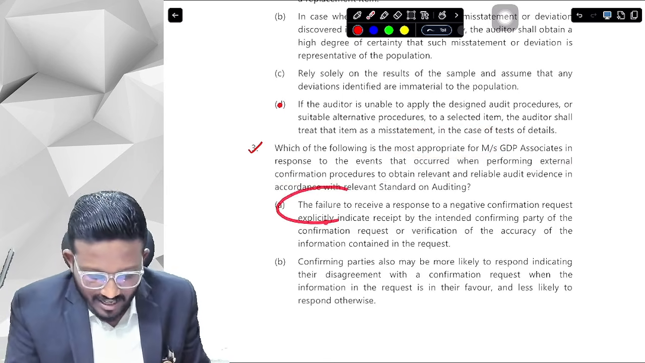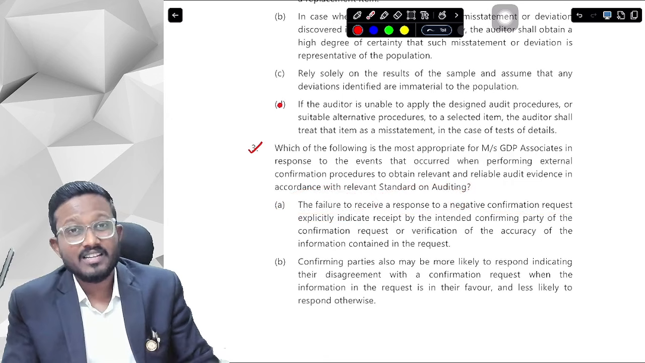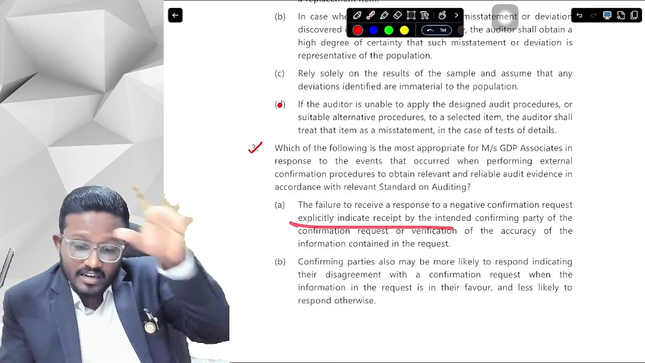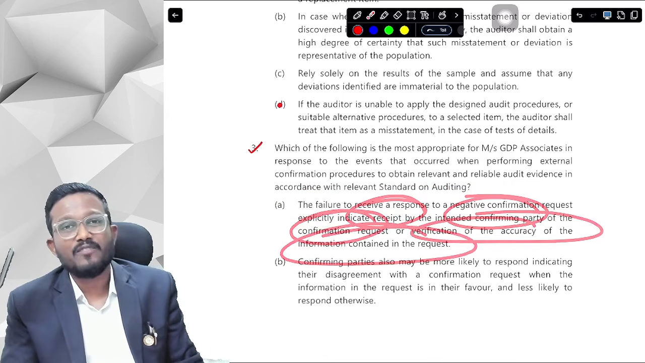First option is that the failure to receive a response to the negative confirmation request explicitly indicates that the intended party has received the confirmation request or that the intended party has verified the accuracy of the information contained in the request.